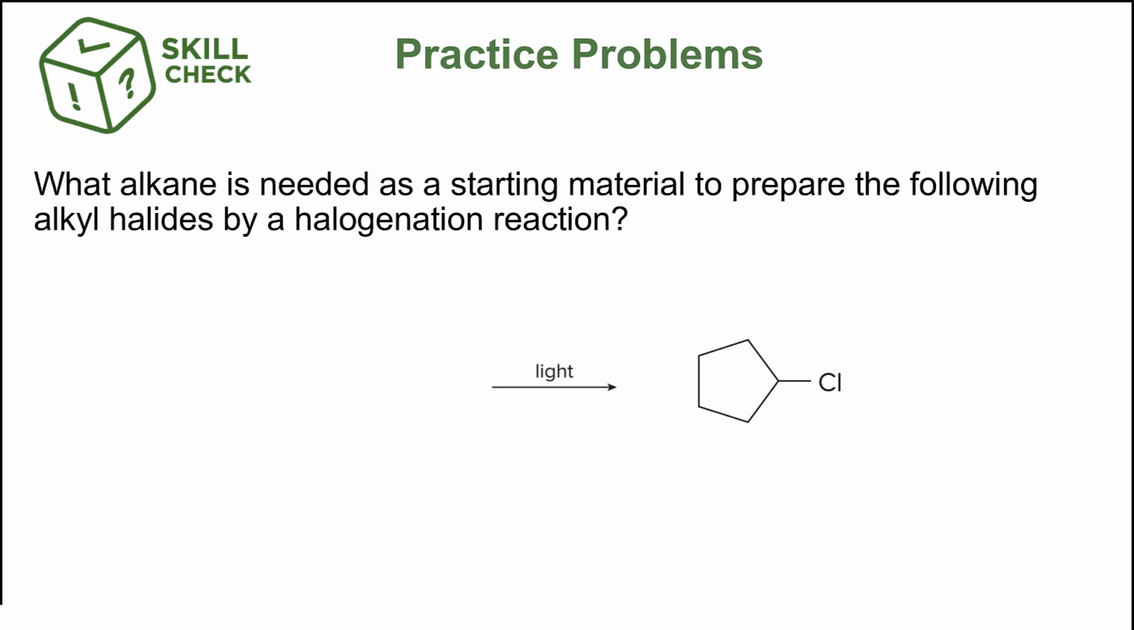The last problem here, what alkane is needed as a starting material to prepare the following by a halogenation reaction? The halogen that we need is chlorine. We're going to be adding chlorine here. So this will be Cl2 plus light. And in a halogenation reaction, we're replacing a hydrogen with chlorine. So before we'll just have had cyclopentane.